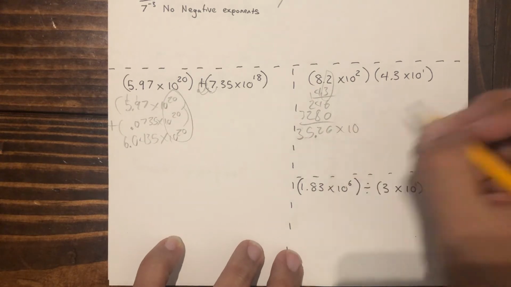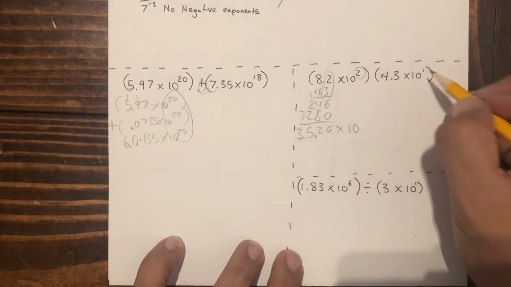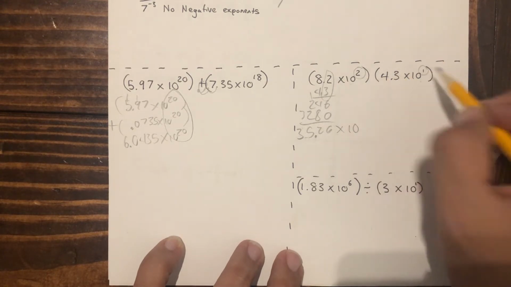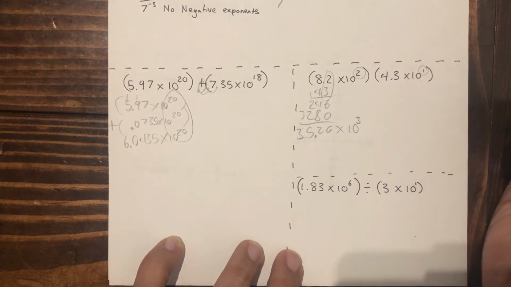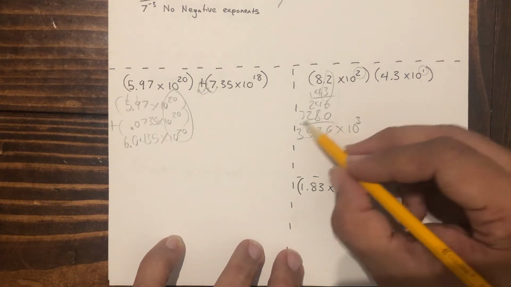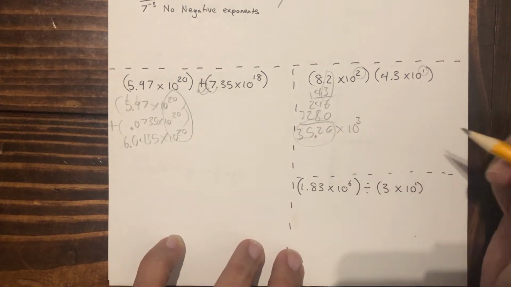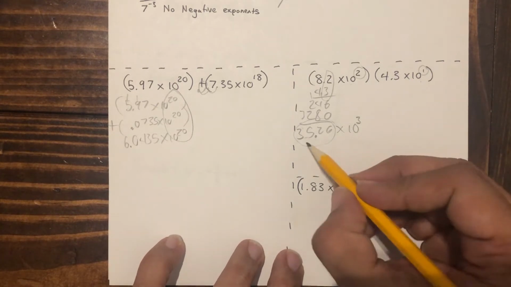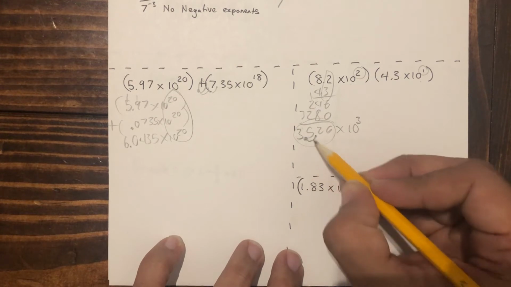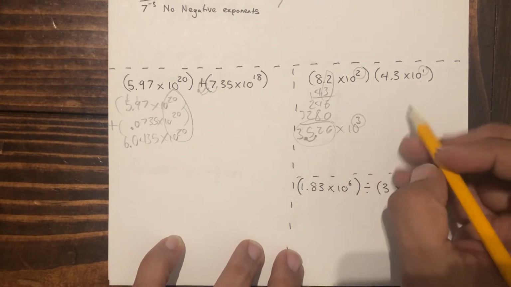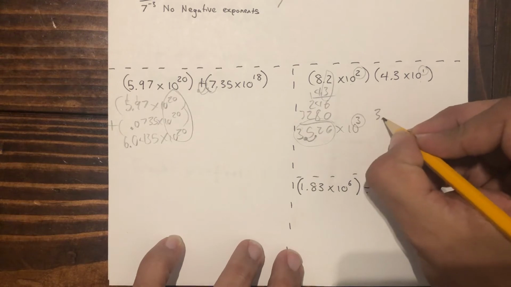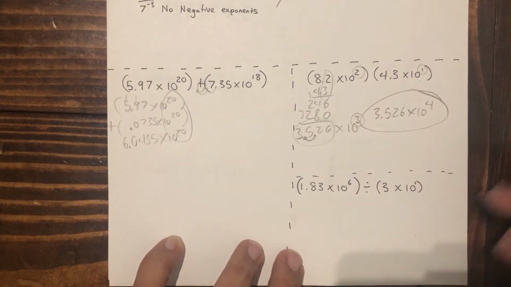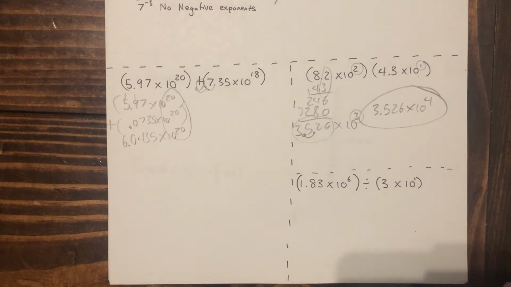And then times 10 to the power of, now when they multiply, they add the exponents, and they have the same base. So it's going to be 2 plus 1, which would give me 3. Now this would normally be correct, but this number cannot be bigger than 10, and it cannot be smaller than 1. So I have to shift this over 1 extra time. 1 extra would shift this. So we're left with 3.526 times 10 to the 4th. Final answer. Now we're going to divide here.